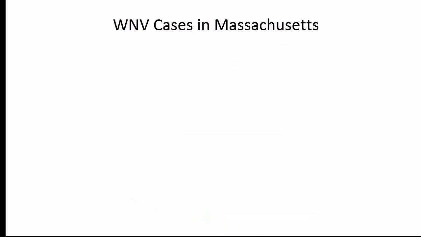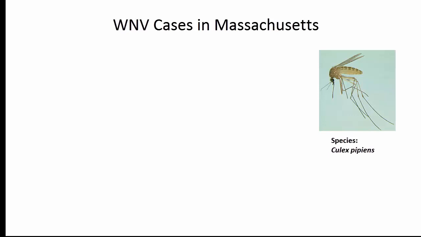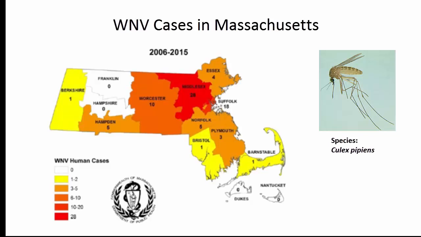WNV cases in Massachusetts. The Massachusetts DPH identified 10 confirmed human WNV infections in 2015, compared to 6 confirmed cases in 2014. In Massachusetts, a mosquito that serves as a vector for WNV is the Culex pipiens species, which is closely associated with human activity. The map above demonstrates transmission to humans is highest in counties with high population density.